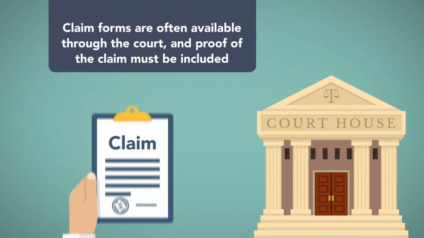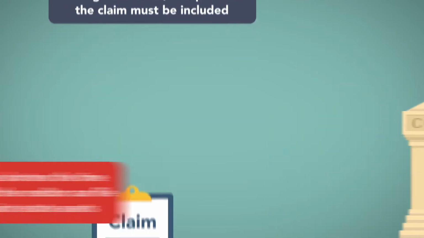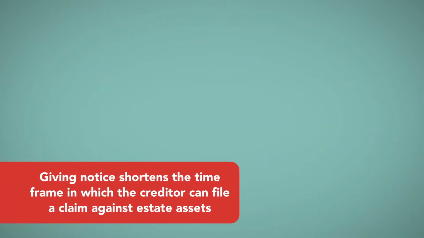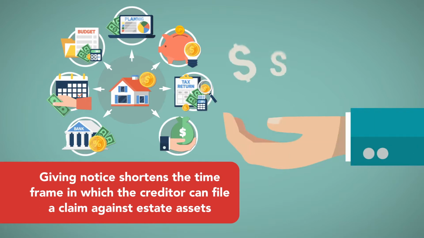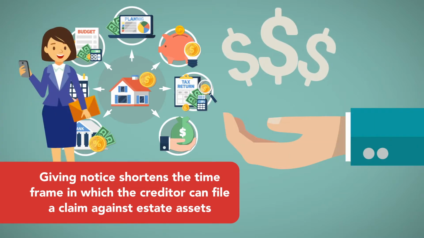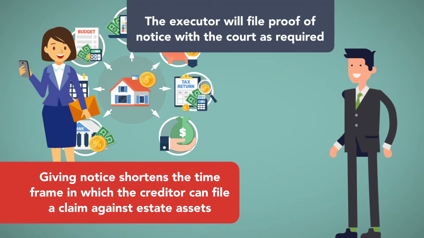Claim forms are often available through the court, and proof of the claim must be included. Giving notice shortens the time frame in which the creditor can file a claim against estate assets and prevents the creditor from attempting to collect the outstanding debt from a beneficiary of the estate. The executor will file proof of notice with the court as required.